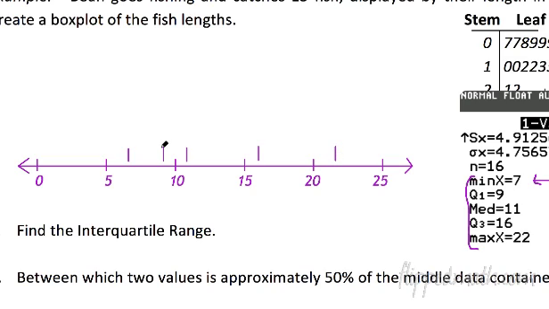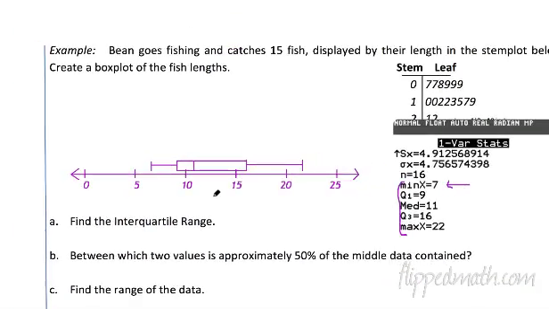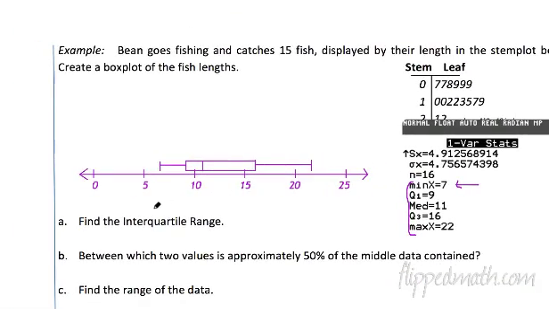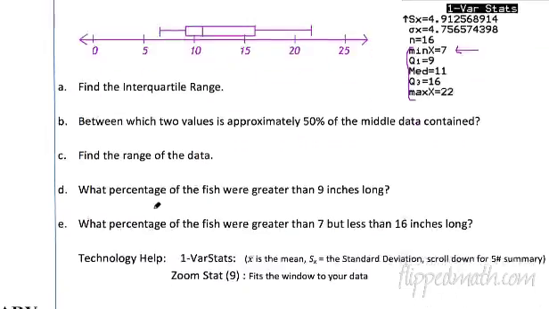Okay, so the inner 3 make the box and the outer 2 make the whiskers. So try to draw it nice and neat. And there is our box plot. Now, questions before we begin. Before we get into all these questions here, let's go back to the calculator.